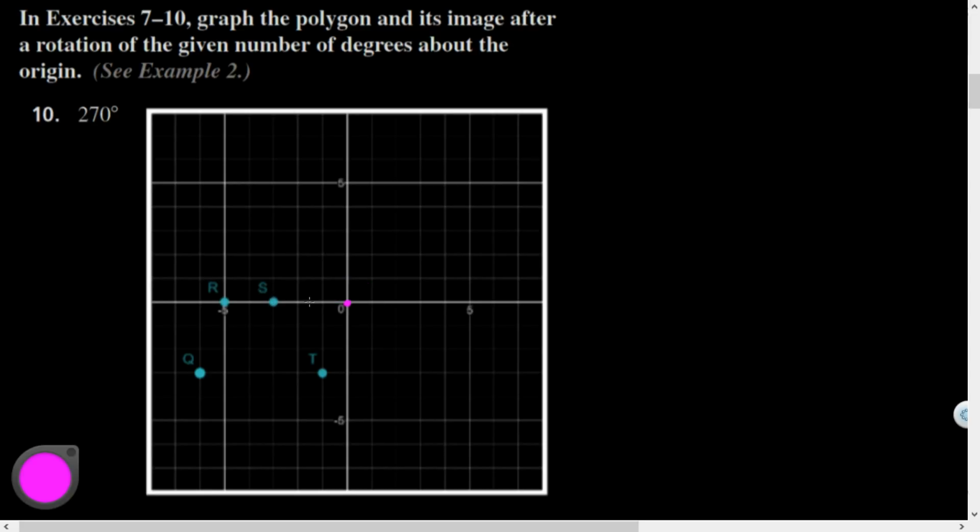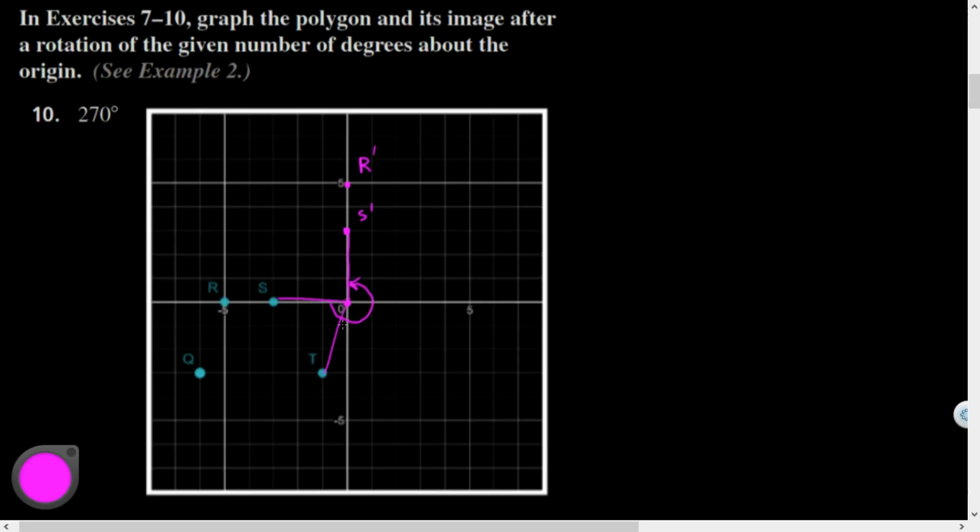So S was 3 units away that way, so S prime is going to be 270 counterclockwise, like so. So these ones that happen to land on an axis are pretty easy to measure. R prime is then going to be up at 0, 5, like that.